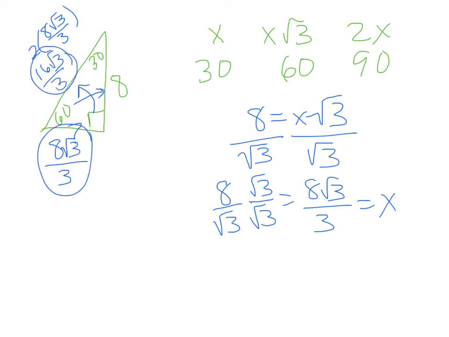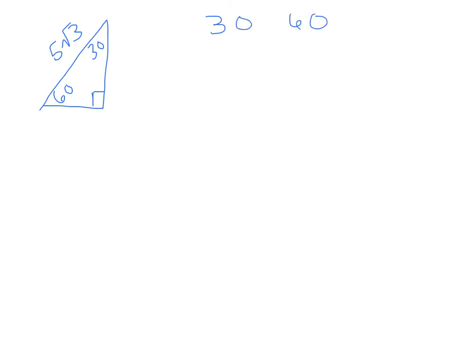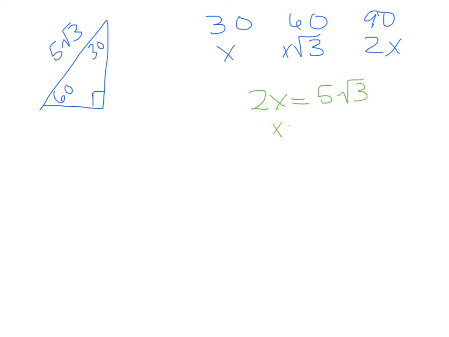Okay? Let's do some computational stuff. So again, we'll make this look the same. Let's say this is 5 root 3. Okay? So again, what you need to think of is, what side do you have? Well, I have the side across from the 90. So again, this is something you really need to get memorized. And you say, okay, I have the side across from the 90. So 2x is equal to 5 root 3. So x is equal to 5 root 3 over 2.